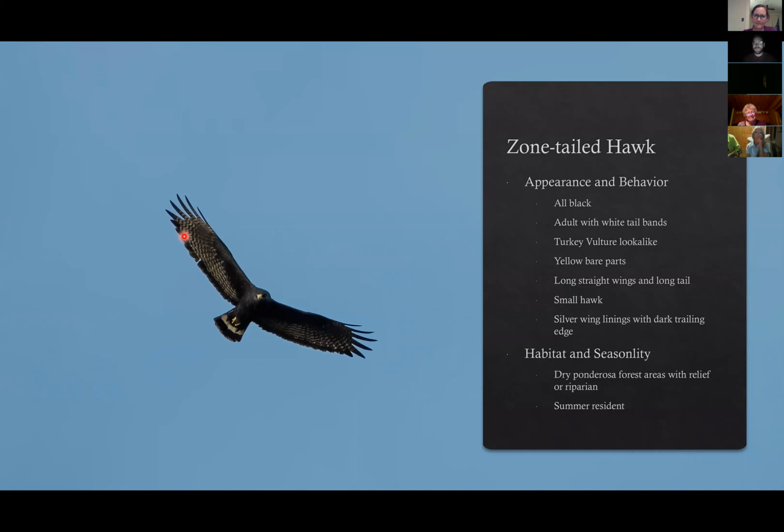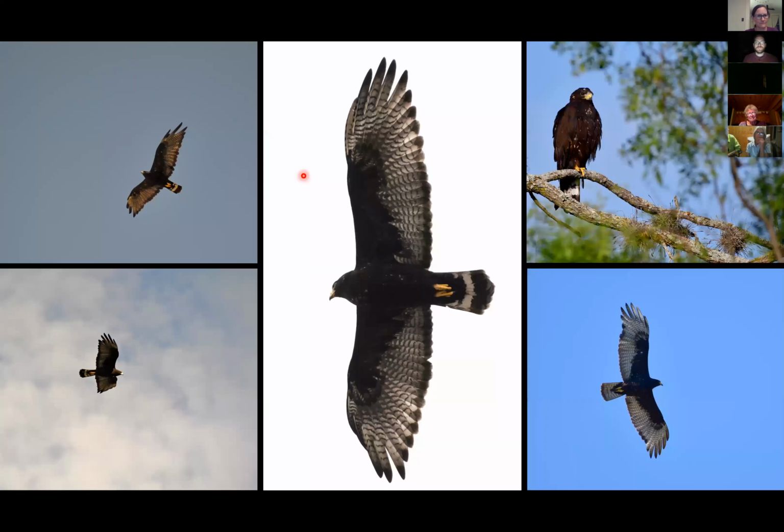Habitat preference in southern New Mexico tends to be dry ponderosa forest with sort of rocky outcrops. In other areas of their range, they like riparian corridors along rivers and streams. I don't know how much they use that in southern New Mexico. Maybe someone can chime in and let me know. But typically a summer resident, migrating south for winter. And here we see them from a few other angles.